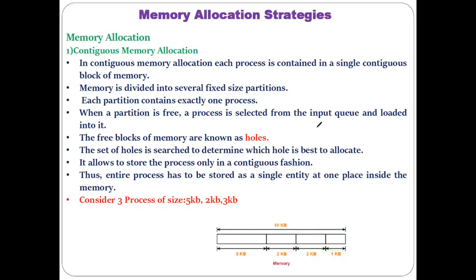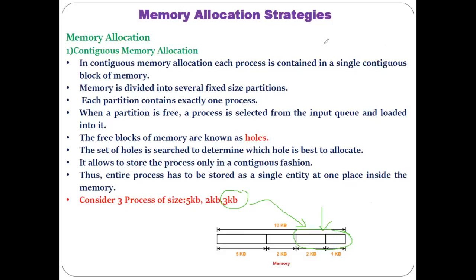Understood? So now you can see these two partitions of blocks remain unused. Still the partitions are available, blocks of memory are available, but this process cannot be accommodated in them. That is one of the disadvantages of contiguous memory allocation, which we are going to see in a further section of this concept.